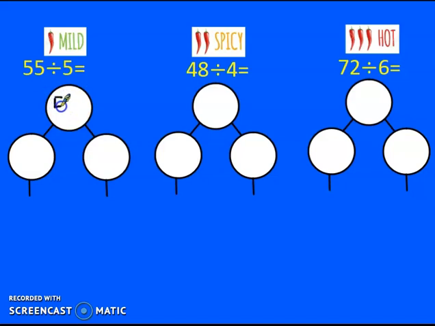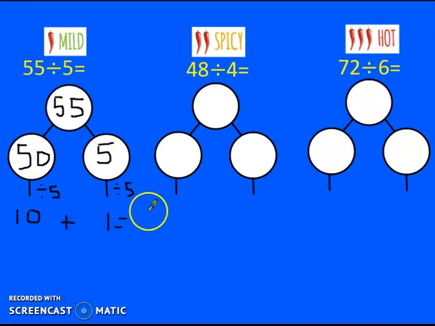We have 55. How can we partition 55? We can put 50 over here and 5 over here. And we are dividing it by 5. So just write that there to remind us. So 50 divided by 5, that one's easy. We know that that equals 10. Now 5 divided by 5, so how many 5s go into 5? 1. And then we add 10, add the 1, equals 11. And that is our answer. So 55 divided by 5 equals 11.